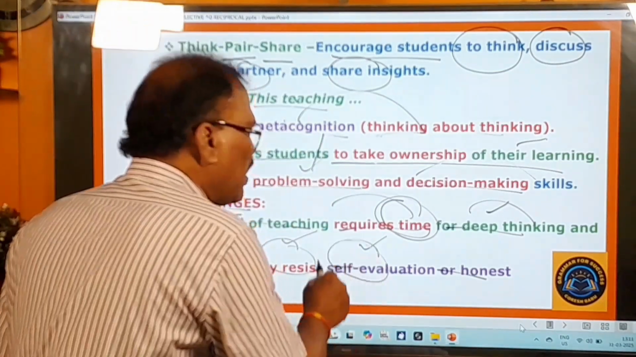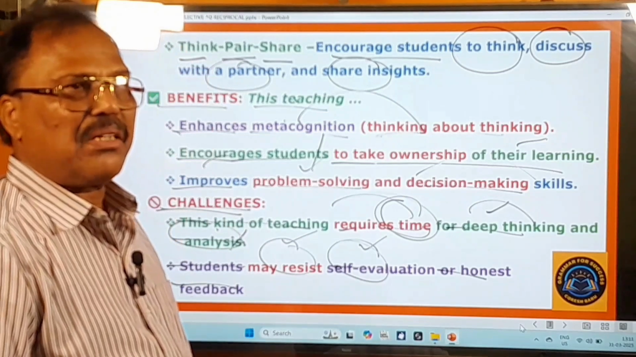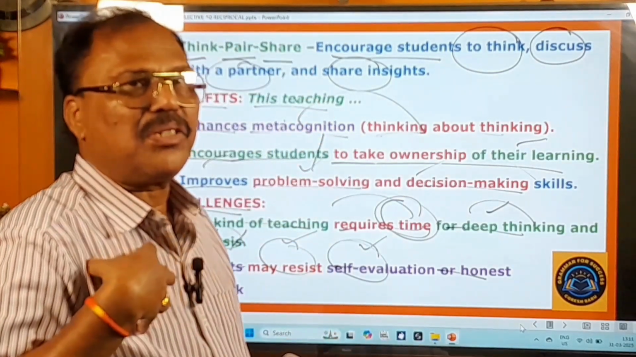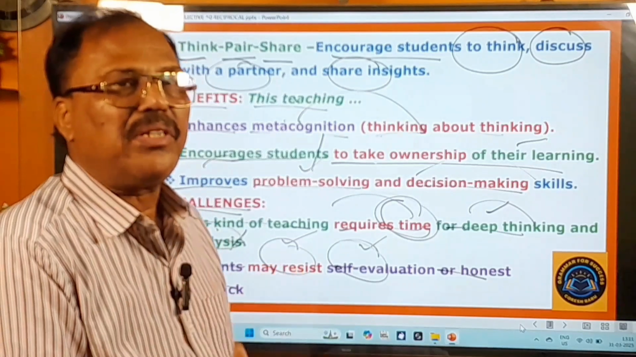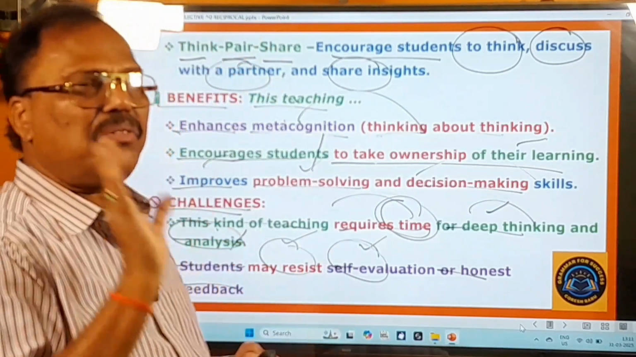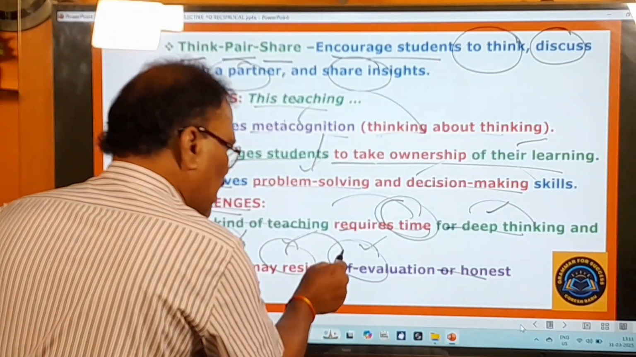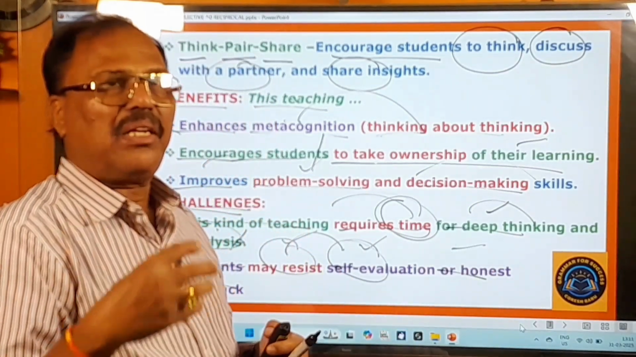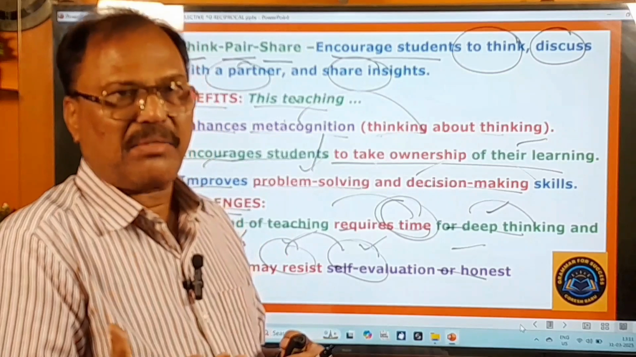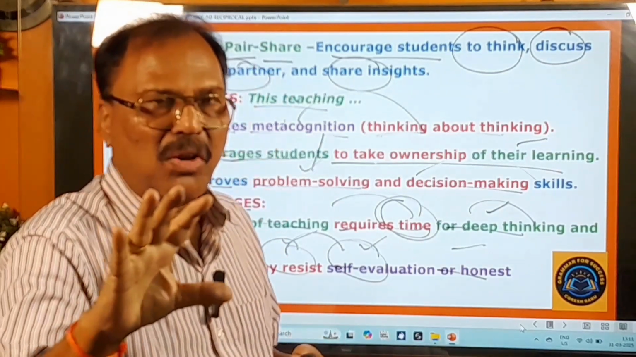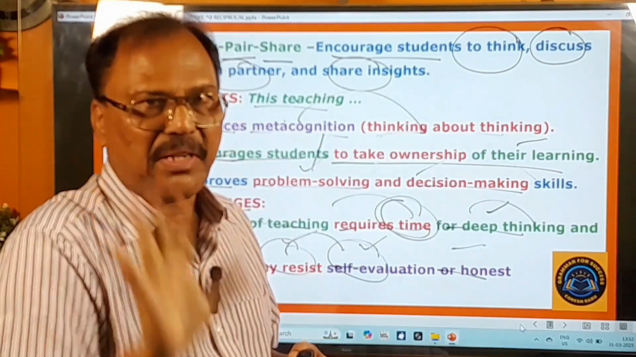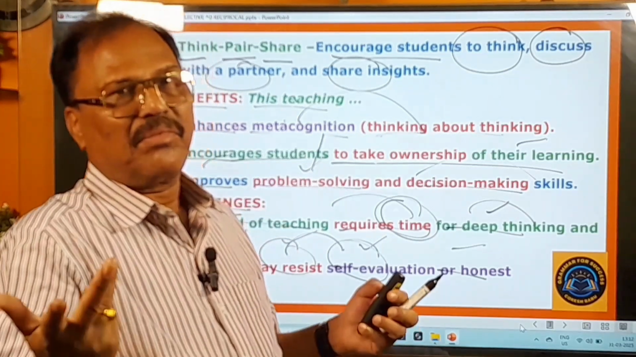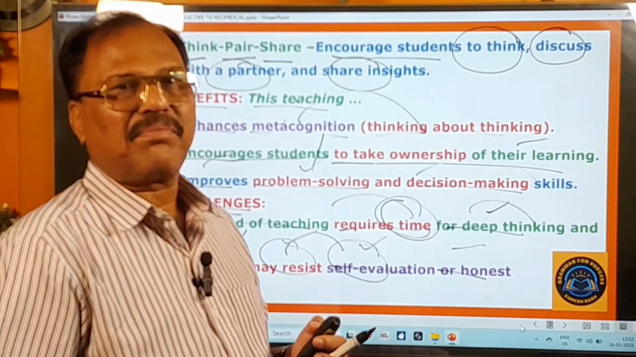So that thing certain students don't like, because they want others to evaluate their answers, and certain students don't want to evaluate their own answer sheets and all that. So they resist that, and also they don't want to give honest feedback. Some students cannot give honest feedback. Out of 10 fill in the blanks, only 2 are correct, 8 are wrong, take for granted. But this guy says, all are right, sir. You have to believe in his words.